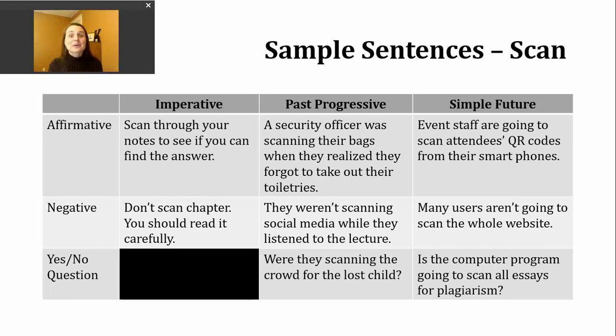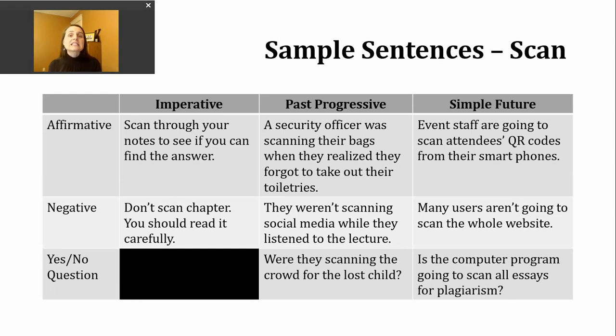In the first or affirmative example, the teacher was saying, look quickly, right? Don't read every word you've written, but we're looking for specific information. In the second example, the teacher is saying, don't read this quickly. Pay attention to the details. Okay? Now let's look at the past progressive.